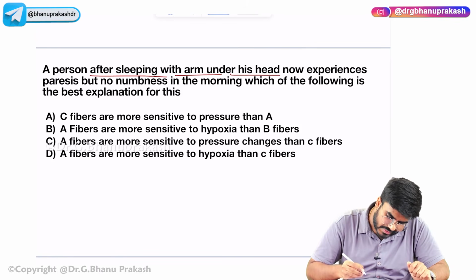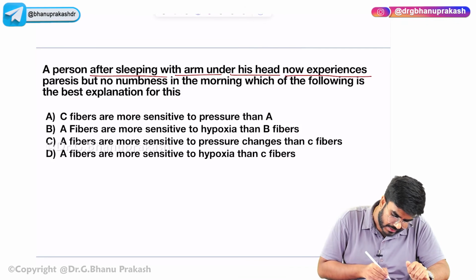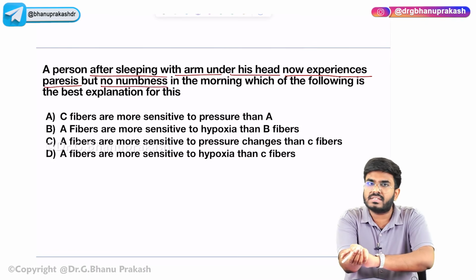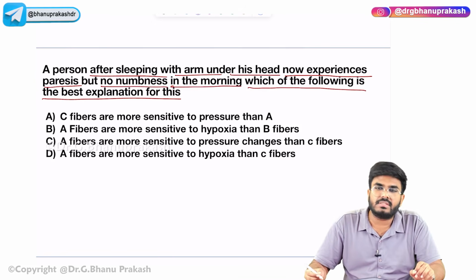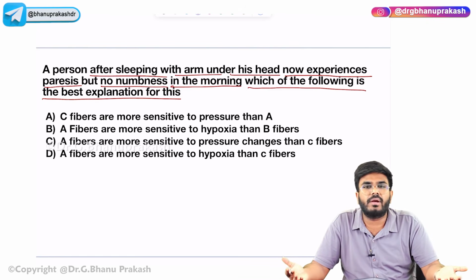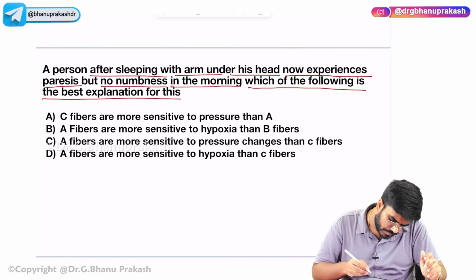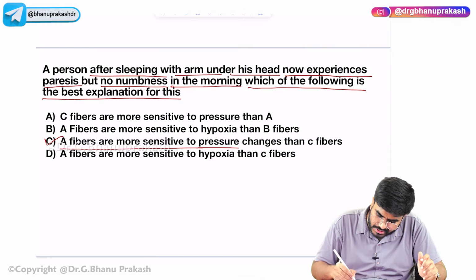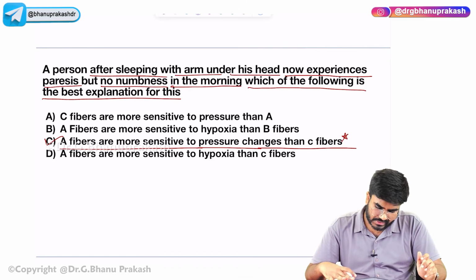Now look, a person after sleeping with arm under his head experiences paralysis, meaning weakness, in the morning, but there is no numbness. He can feel the sensations in the morning. Which of the following is the best explanation for this? The best explanation is simple. A alpha fibers are affected when compared to the C fibers. C fibers carry the sensations, slow pain. A fibers are more sensitive to pressure changes than B than C. So that is the answer.